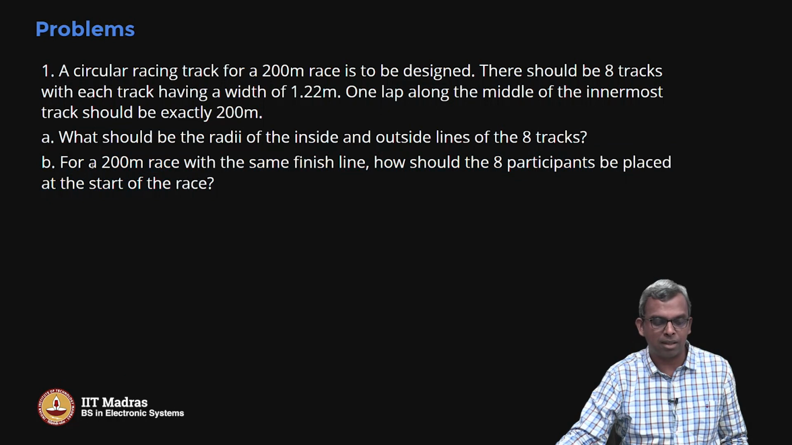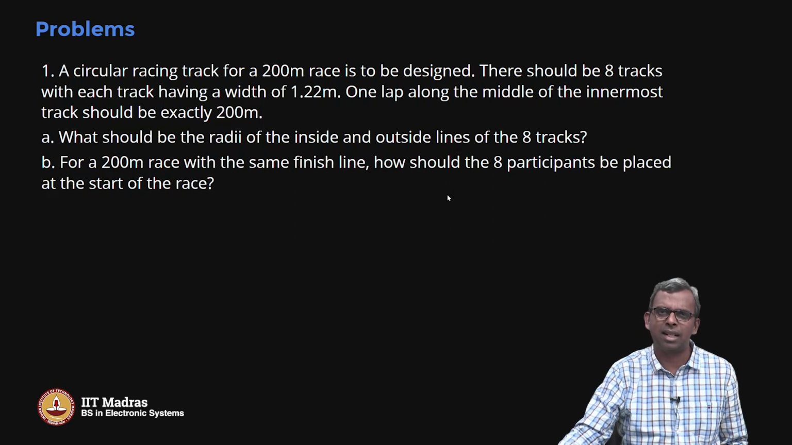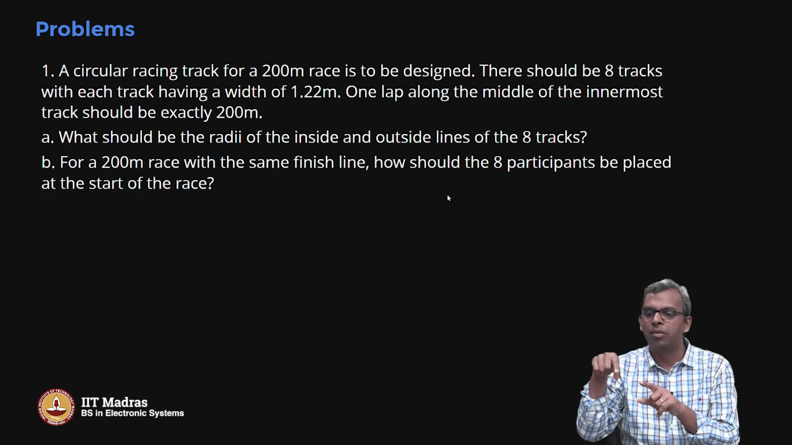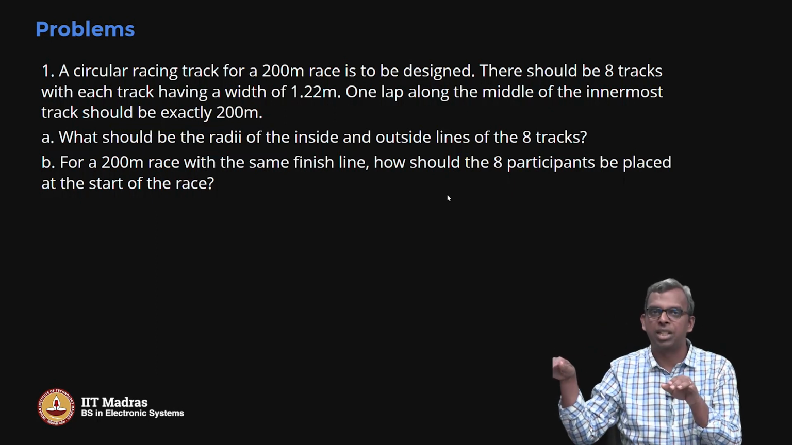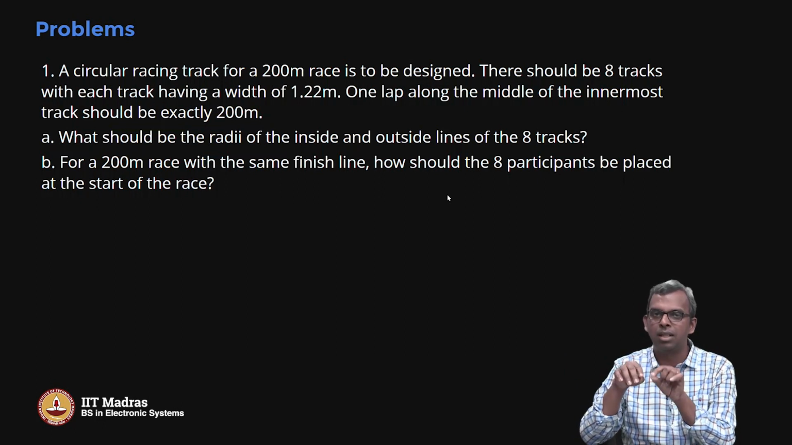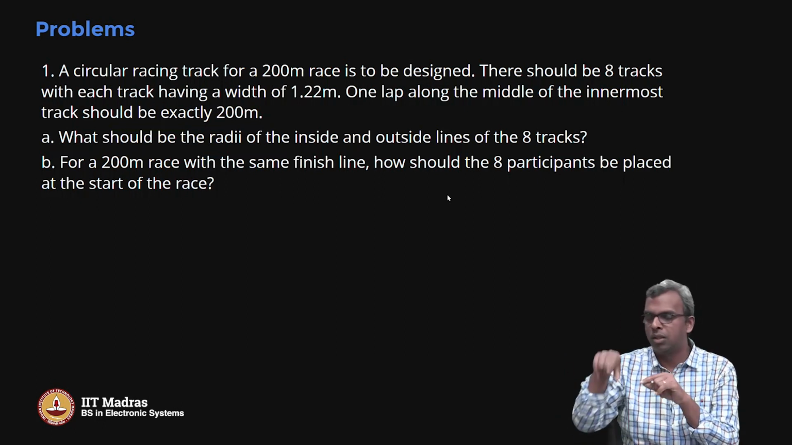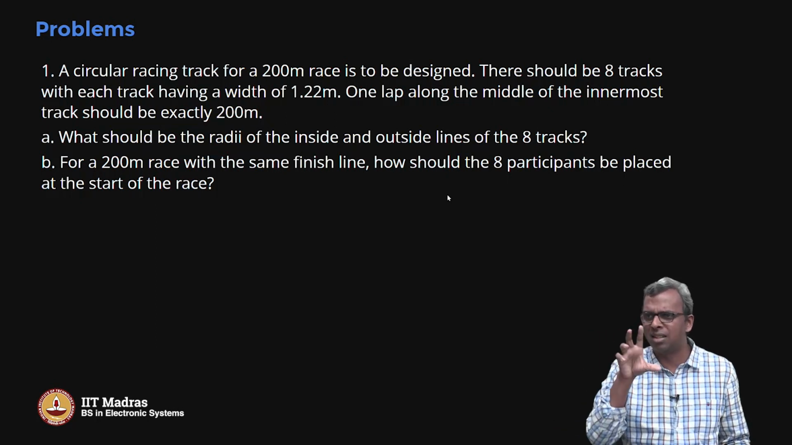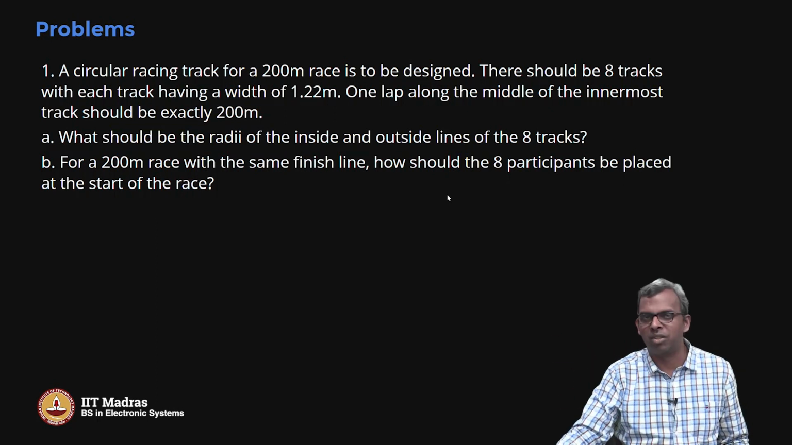So that's the question that's asked here. For a 200-meter race with the same finish line, you want the finish line to be the same, how should the 8 participants be placed at the start of the race? So, this is an interesting calculation. You have to see how far ahead each person has to be, so that the total distance they run will be exactly 200 at the same finishing line. You assume the finishing line is the same as the one in the innermost circle. So that way you will do a simple calculation. It just involves lap angles and arc length of different radii, and you can do that calculation very easily.